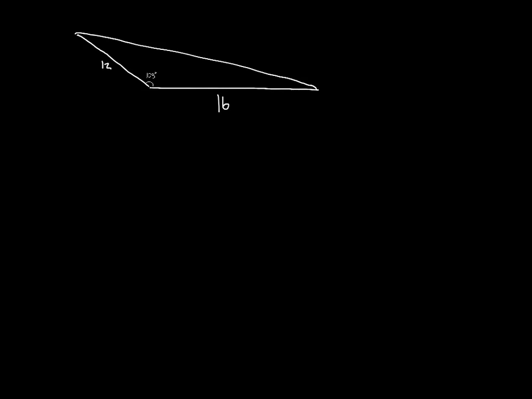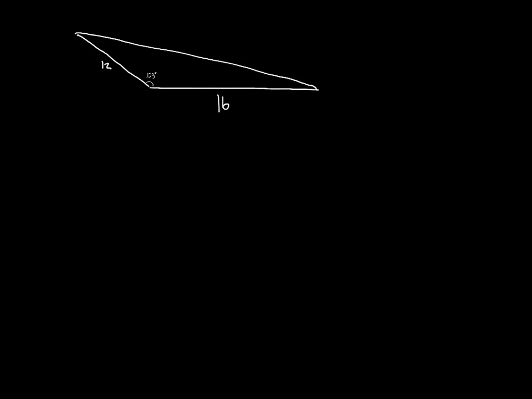So this is for IM2, day 50, number 6. And what we're given is a 12 centimeter segment that makes a 108 degree angle with a 16 centimeter segment. Part A is asking us to find the third side of the triangle formed by this information.